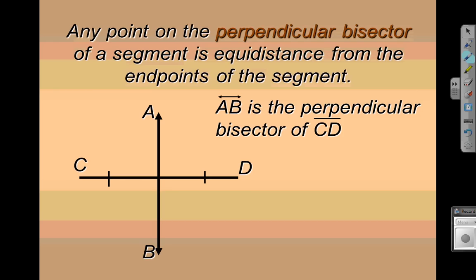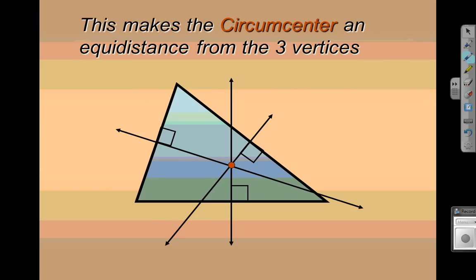Any point on the perpendicular bisector of a segment is equidistant from the ends of the segment. AB is the perpendicular bisector of CD. It's perpendicular and it bisects. Therefore, we have an isosceles triangle. It makes the circumcenter equidistant from the 3 vertices. So where the perpendicular bisectors meet is called the circumcenter. We have 8 new terms for you.